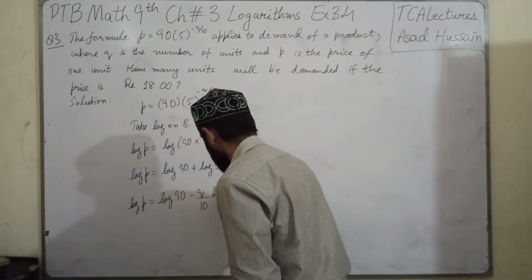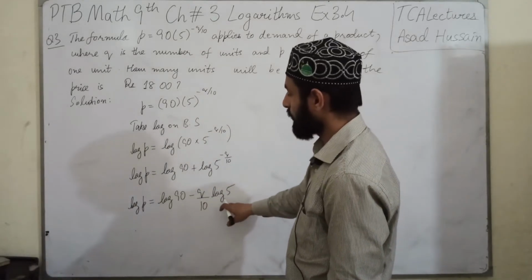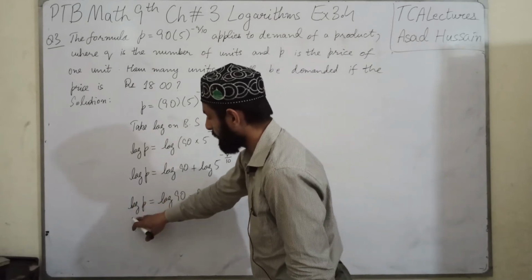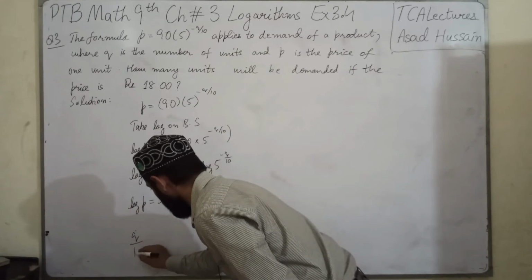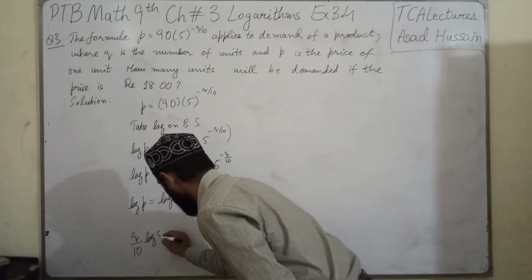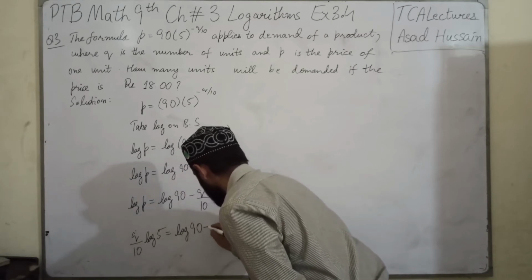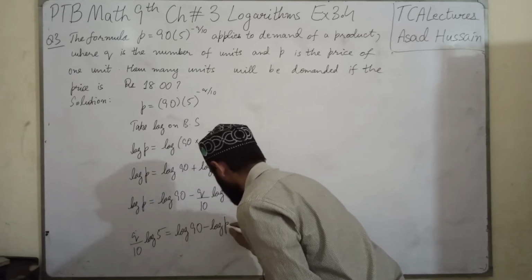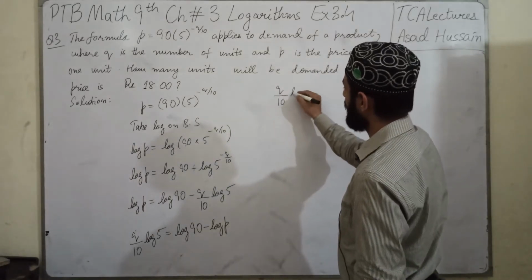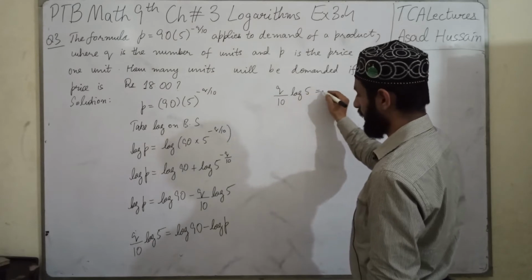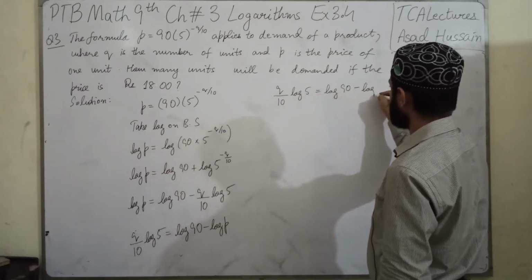Moving the value of negative Q by 10 to the other side and P to this side, we get Q over 10 log 5 is equal to log 90 minus log P. Now putting the value of P, we get Q over 10 log 5 is equal to log 90 minus log 18.